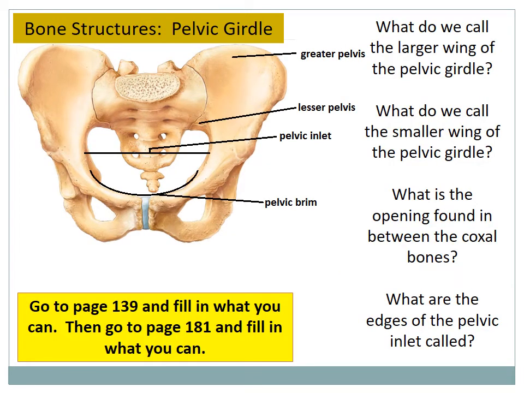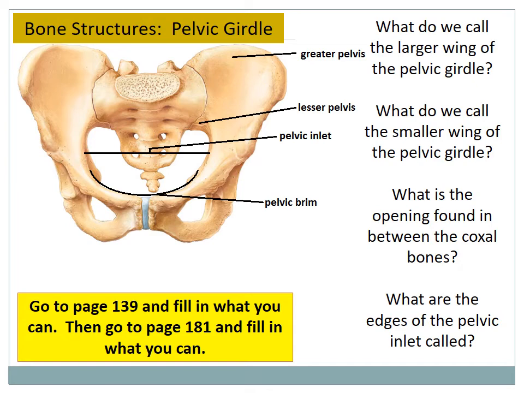Alright, so now we have some structures of the pelvic girdle. We have a greater pelvis, a lesser pelvis, the pelvic inlet, as well as the pelvic brim. So what do we call the larger wing of the pelvic girdle? Yeah, it's the greater pelvis. What do we call the smaller wing of the pelvic girdle? Yeah, that's the lesser pelvis.